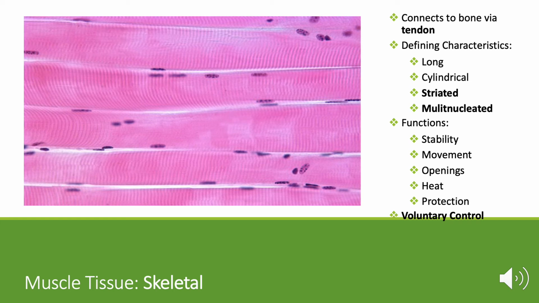What this means is, you can see the striations in this image as the parallel bands within the fibers, and each fiber contains multiple nuclei. The functions of skeletal tissues are stability, movement, openings, heat, and protection. Skeletal tissues are also under voluntary control.